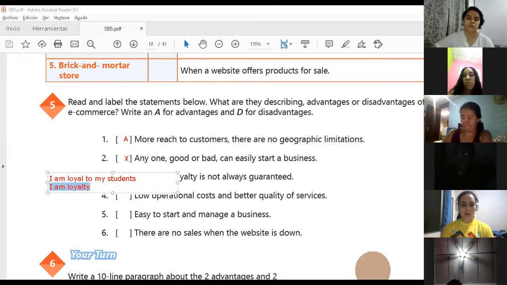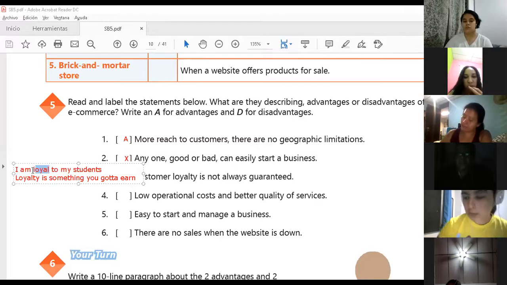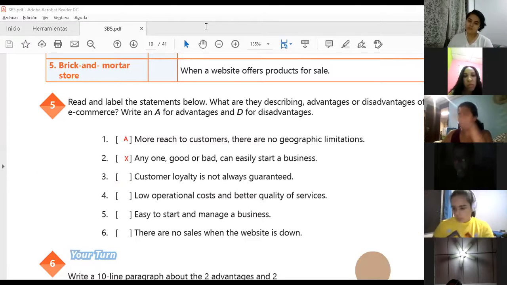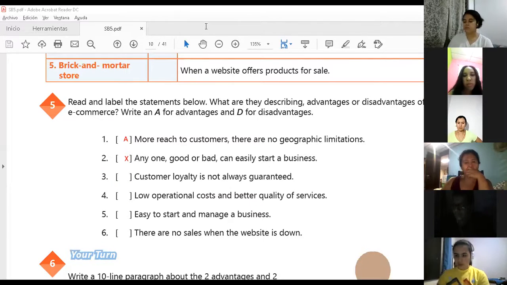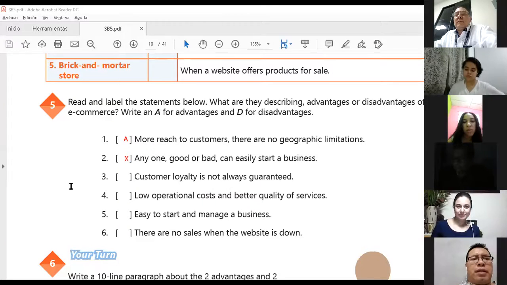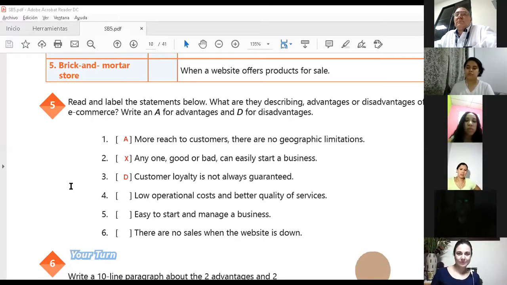So loyalty is something you gotta earn. So, la lealtad es algo que te tienes que ganar. This is a noun. It's the name of what you're talking about. Loyal, and this is the adjective. Is it clear? Yes. All right, great. So, disadvantage or advantage? Disadvantage. Have you ever been to a store because you like the way they treat you? Yes. Normally, you cannot have that online. It's very difficult. It is possible, but difficult.